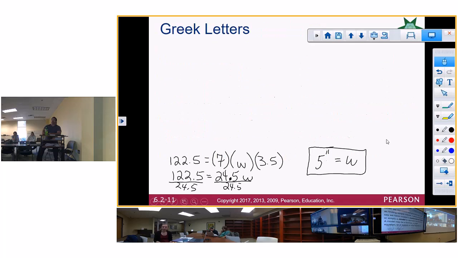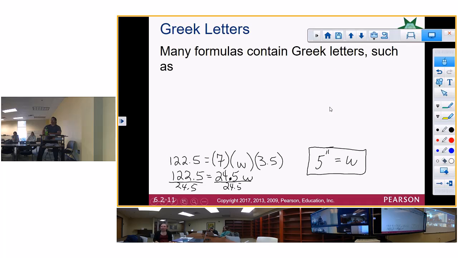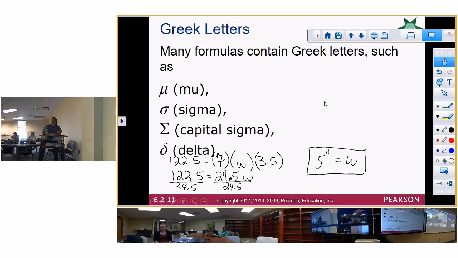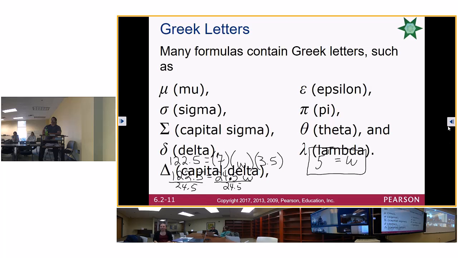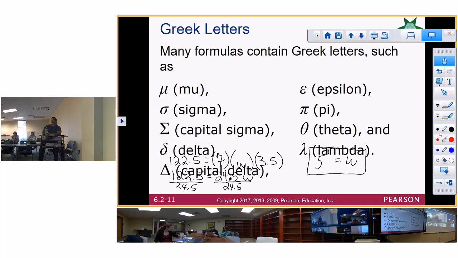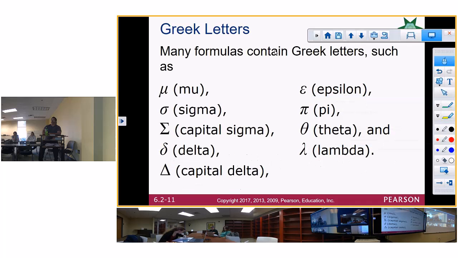Greek letters are used. I want you to write some of these down. You're going to see these in 120. Write them down. And the reason I want you to write them down is because it doesn't hurt for you to know these, especially if you're going to be in college. Okay?